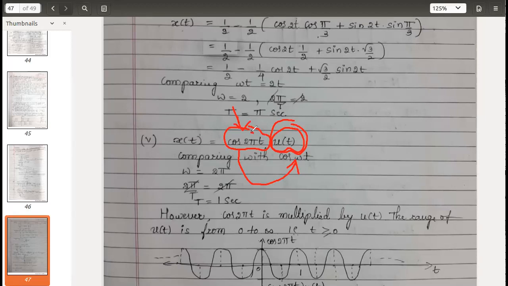What is omega? Omega will be 2 pi. Omega equals 2 pi, or what is omega? 2 pi by T, or 2 pi f, is equal to 2 pi. So these two get cancelled. T equals 1 second. What is the meaning of T equals 1 second? After 1 the signal will repeat, right?